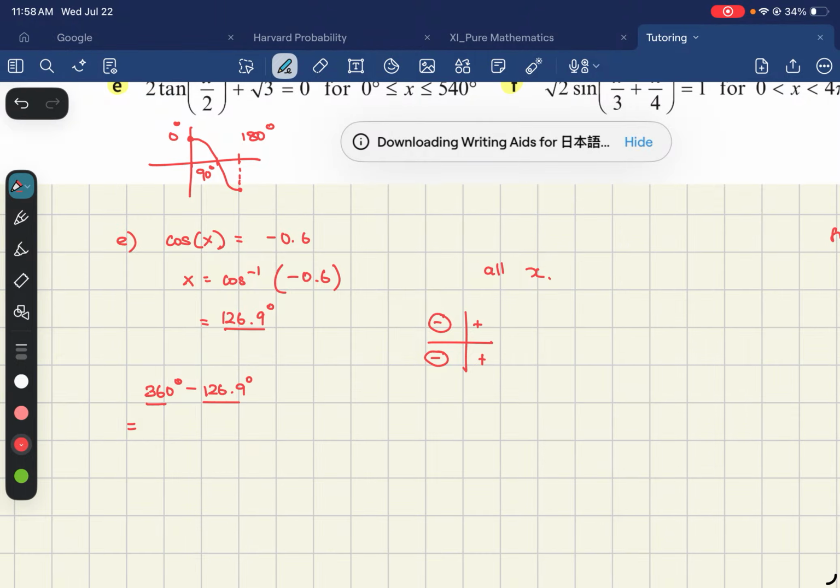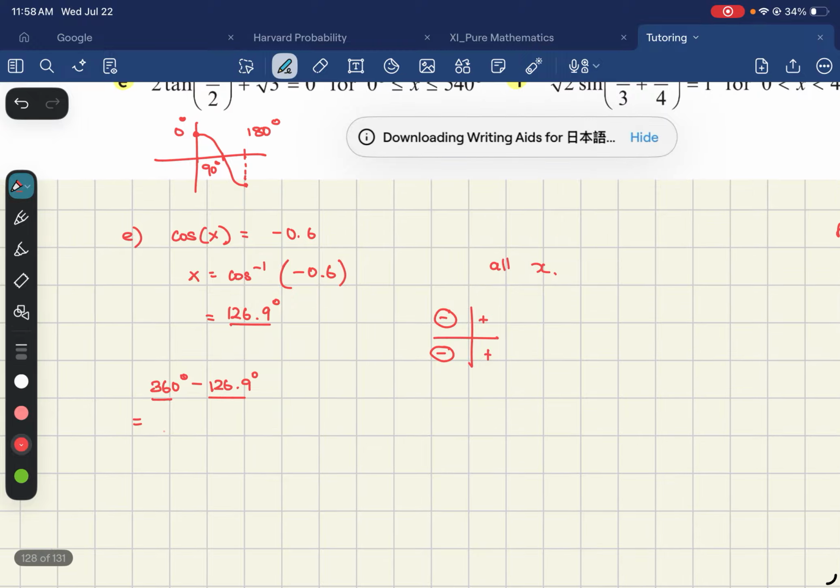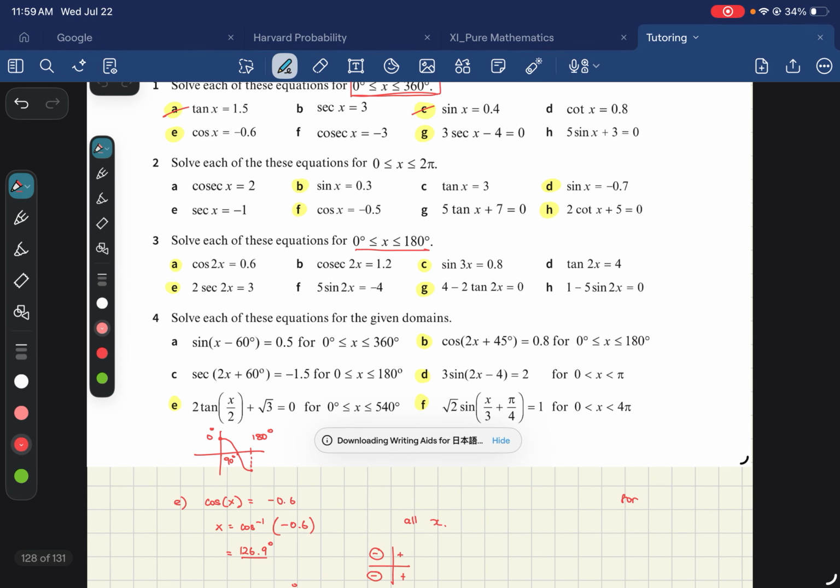All right, 360 minus 126.9, sorry, I mistyped it in the calculator. I want to round off after I do subtraction, so use actual values, 126.869, so that it doesn't affect when you round off. And you get 233.1 degrees to one decimal place. So those are your two answers, 126.9 degrees and 233.1 degrees. All right, so that is E.